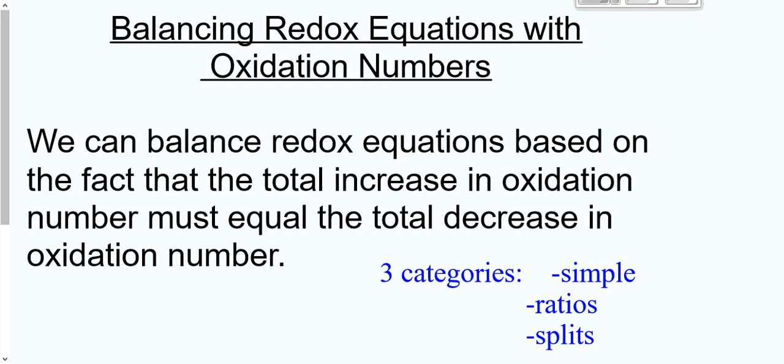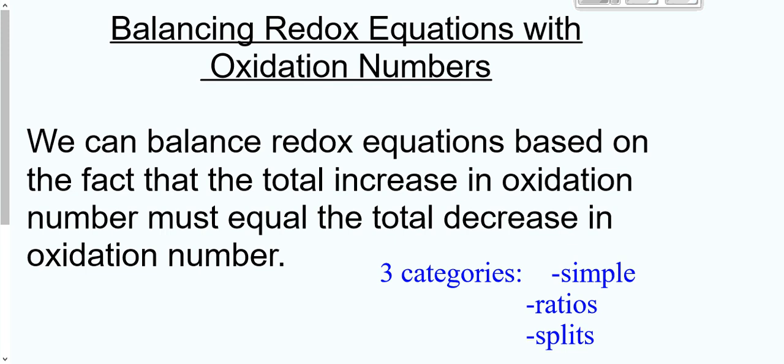Now, because our oxidation number changes when electrons are gained or lost, it makes sense that if one element is, say, gaining 2 electrons, another one has to be losing 2 electrons. And so if we can track the change in oxidation number and figure out how many electrons are moved and balance for that, we can balance the entire reaction.